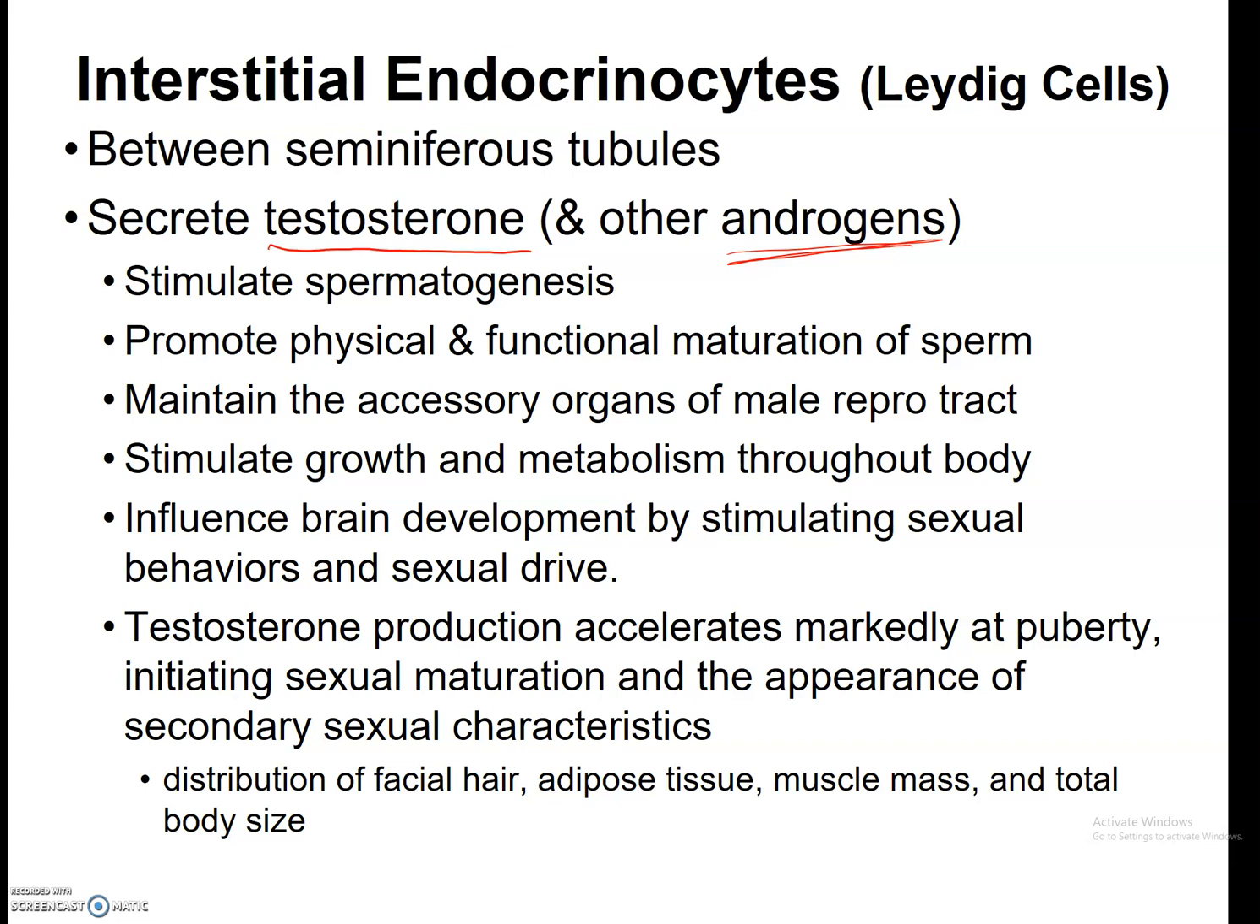Basically, what the endocrinocytes are going to do via testosterone secretion is stimulate spermatogenesis, promote physical and functional maturation of sperm and physical and functional maturation of other organs in the male body, maintain the accessory organs of the male reproductive tract, which we'll go over separately later on in this lecture, and stimulate growth and metabolism throughout the body. So testosterone will change the metabolism of, let's say, for example, skeletal muscle. It'll help influence brain development and stimulate sexual behaviors and sexual drive.